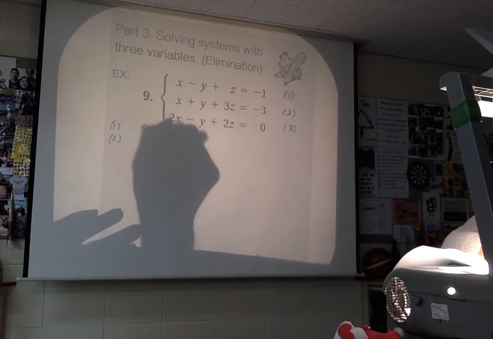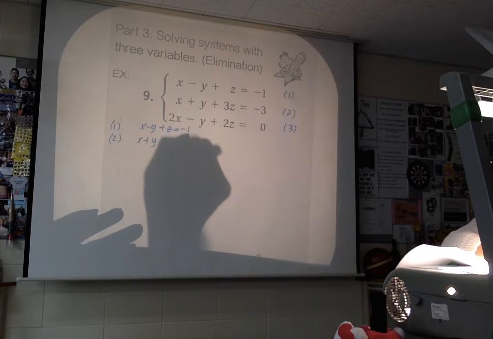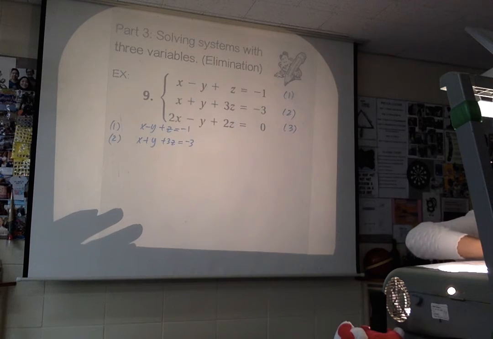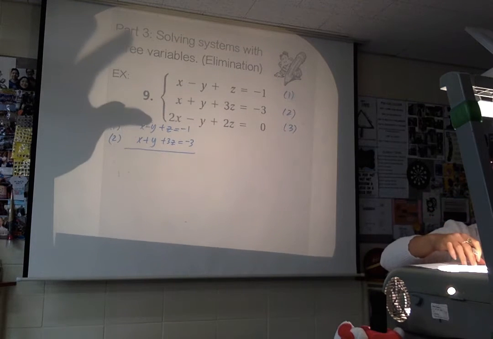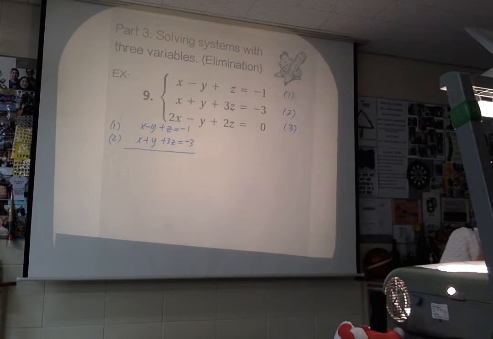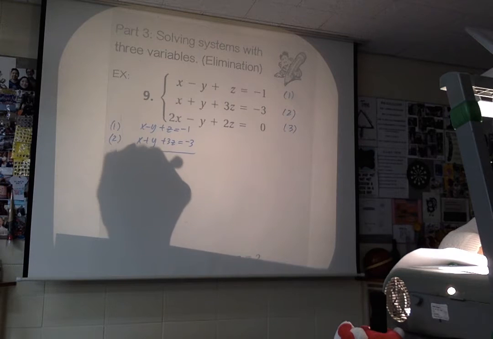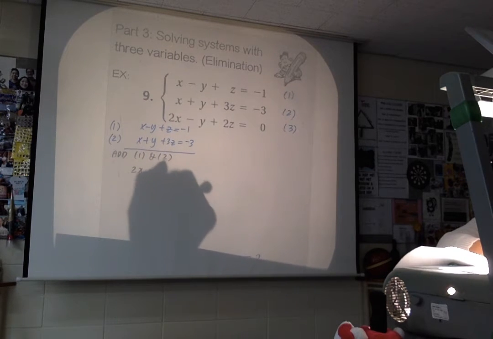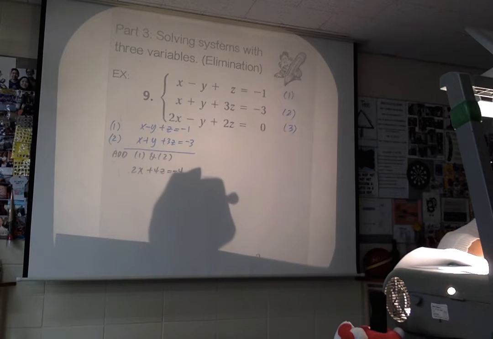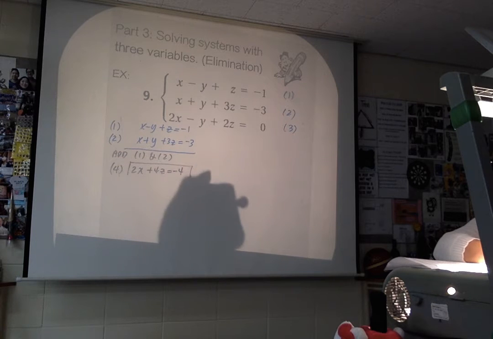So I get x minus y plus z is equal to negative 1. x plus y plus 3z is equal to negative 3. And what I'm going to do is I'm going to try to get rid of one of the variables. Which variable? Well, y is very convenient because I can just add them together. So I'm going to just add equation 1 and equation 2. So I get 2x plus 4z is equal to negative 4. And that's my new equation, so I'm going to call that equation 4.